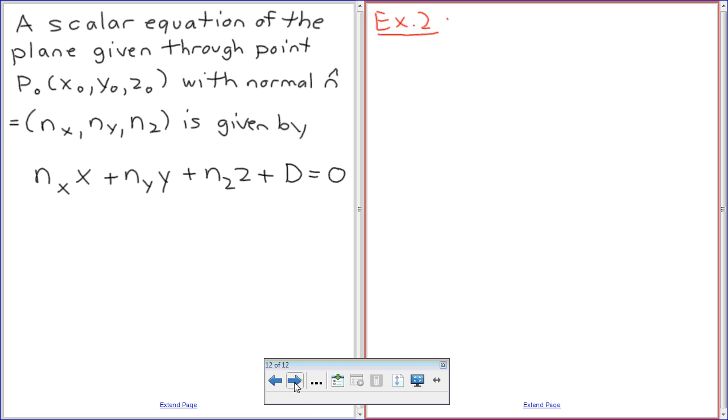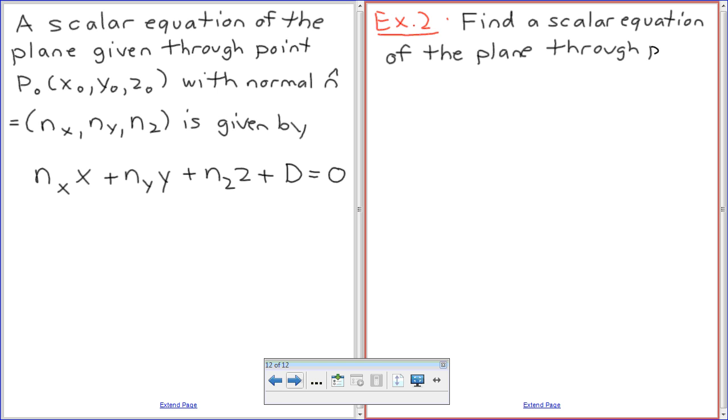Find the scalar equation of the plane through point Q, which is (2, 4, -3), and N hat equals (3, -1, 2). All right, I'm going to give you a second to write that down, everybody.